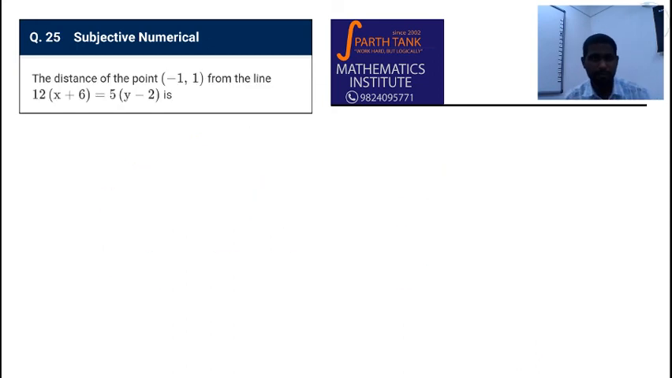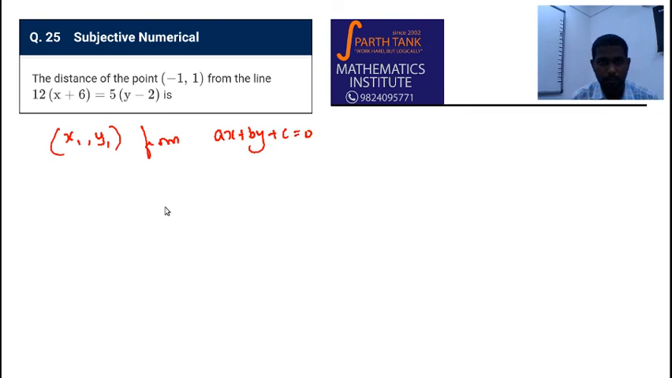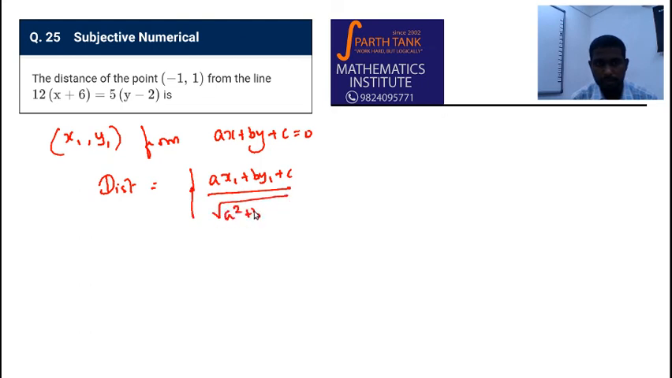The last problem of the first paper. The distance of the point minus 1 comma 1 from the line 12 times x plus 6 is equal to 5 times y minus 2 is. Now we know the distance of the point x1 comma y1 from a line ax plus by plus c is equal to 0 is given by modulus of ax1 plus by1 plus c upon square root of a square plus b square.